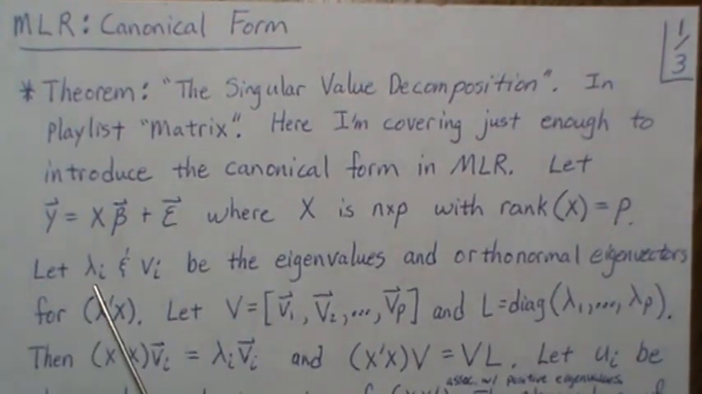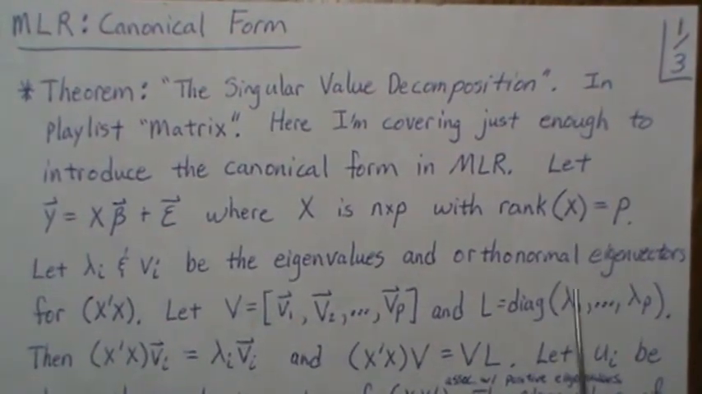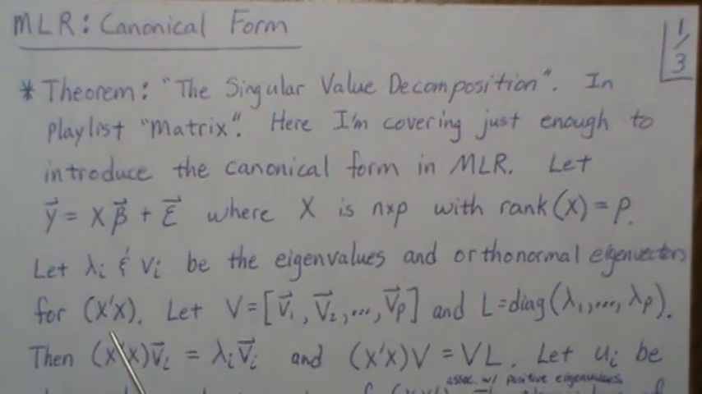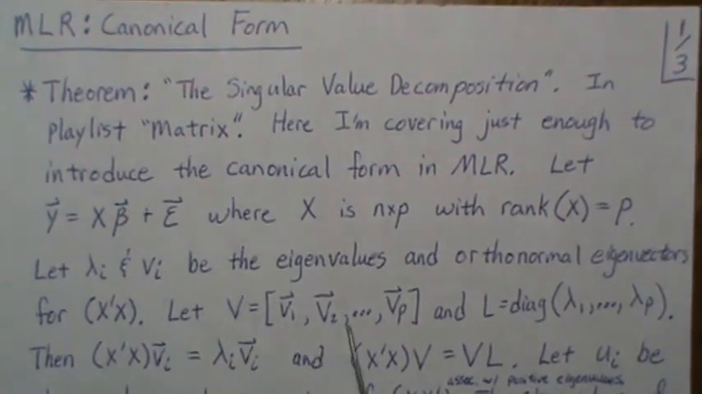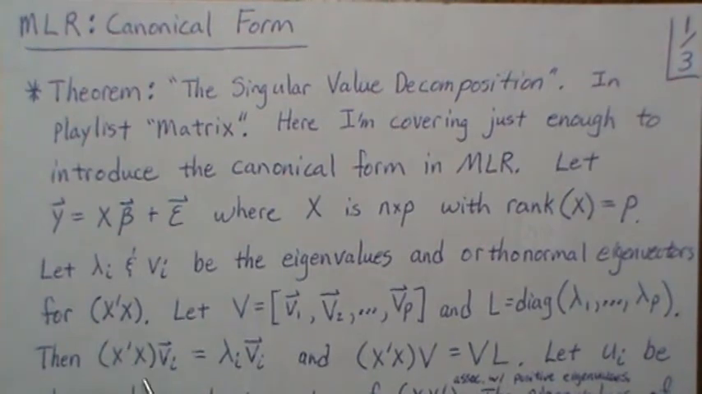Then let's let lambda_i and v_i be the eigenvalues and orthonormal eigenvectors for X transpose X. And then let's collect the orthonormal eigenvectors into a matrix called V. Note this is a p by p matrix. These vectors are p by 1, and there are p of them. Because they're orthonormal eigenvectors, it means they span this space.